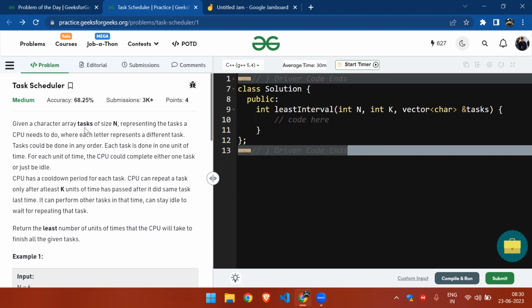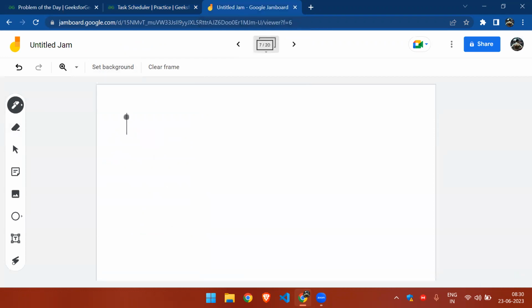There is a cooldown period which applies when we are going to do the same task. Like if we have triple A and triple B, we cannot do a task A right after completing task A itself, right? So we have the choice either to place our CPU to idle, or we can perform the other task in the meantime.